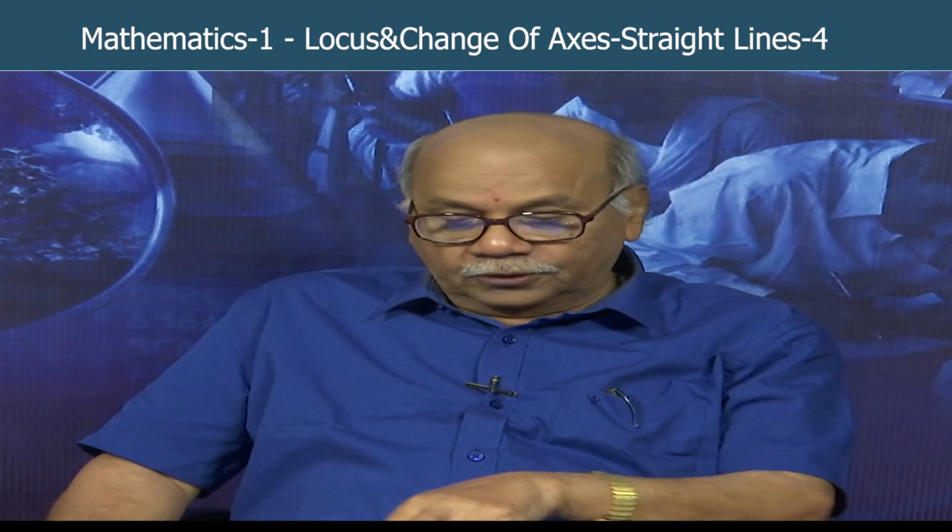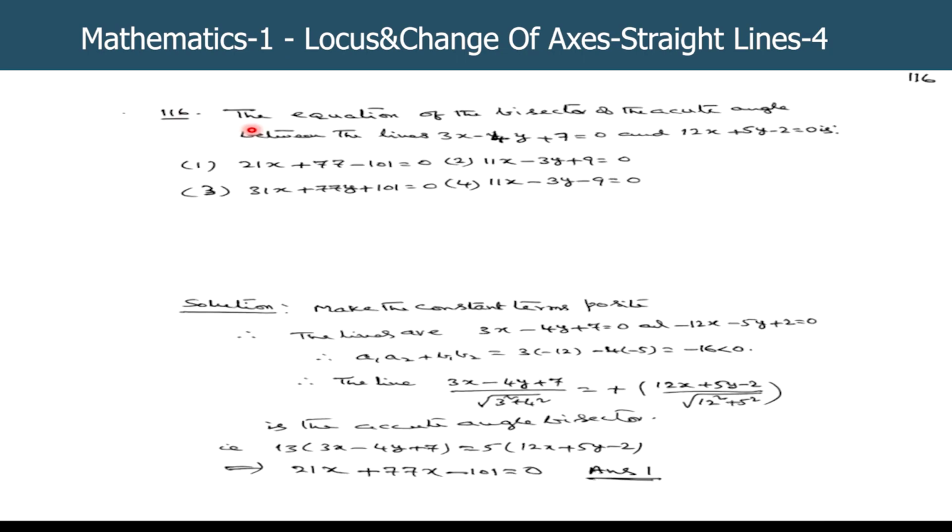a1 a2 plus b1 b2 is equal to minus 16, which is negative. So the bisector with plus sign, that is (3x minus 4y plus 7) by square root of 3 square plus 4 square is equal to (12x plus 5y minus 2) by 13. This is the acute angle bisector. If you simplify it, 21x plus 77y minus 101 equal to 0. So the correct option is option number 1.